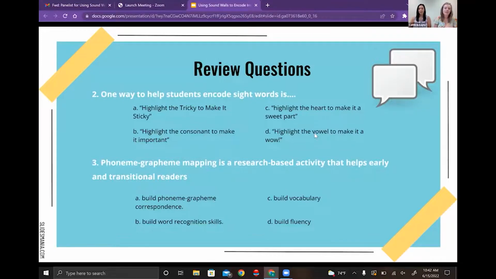And then the second question is, phoneme grapheme mapping is a research-based activity that helps early and transitional readers build phoneme and grapheme correspondence, build word recognition skills, build vocabulary, and build fluency. And this one's a little tricky. What we're looking for, what's the first thing that happens? And you can go back and check out our phoneme grapheme mapping slide to help you find that answer.